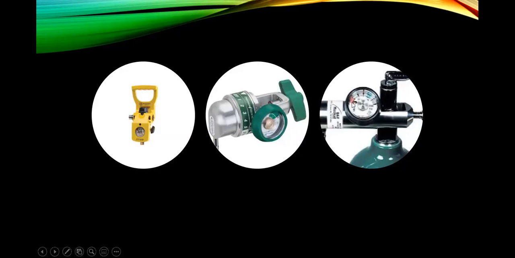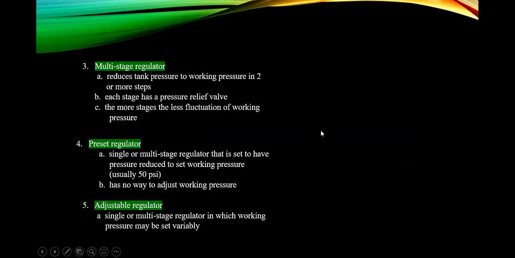When you cut the cylinder on, this little hand will go. Remember, it moves to however much pressure is in the cylinder. Full is considered 2,200. 2,200 PSI is considered full on any cylinder.